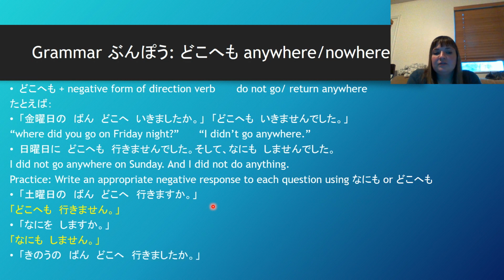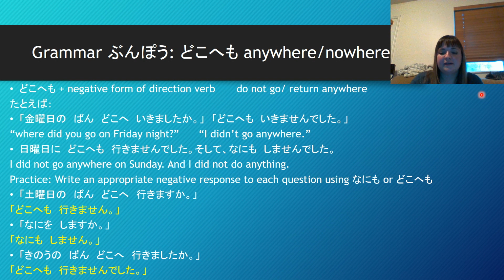What if I asked you, 昨日の晩どこへ行きましたか? So yesterday evening, where did you go? Right? And how would you answer? Think about it for a second. Pause if you need to. So that would be どこへも行きませんでした. I didn't go anywhere, right? So the only difference between this one and the one at the top is that it's present, future tense and not past tense. Okay? So hopefully this is making sense to you. Again, if you need to review this, go ahead and do that.